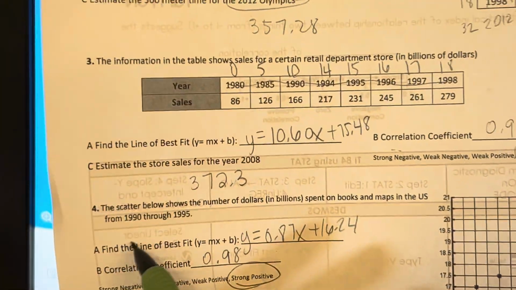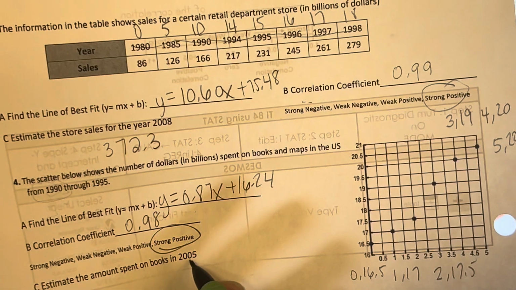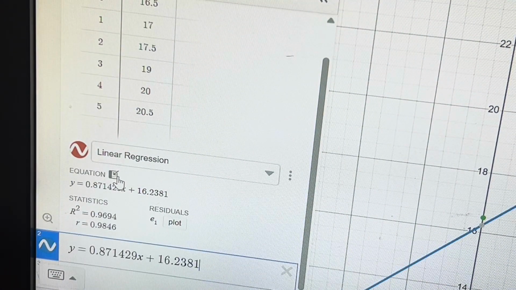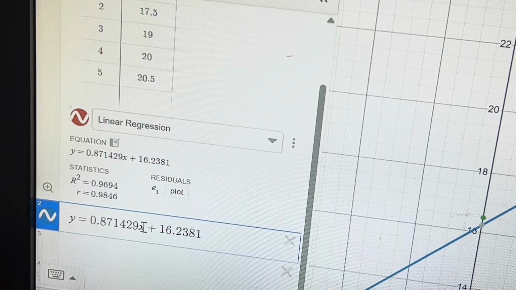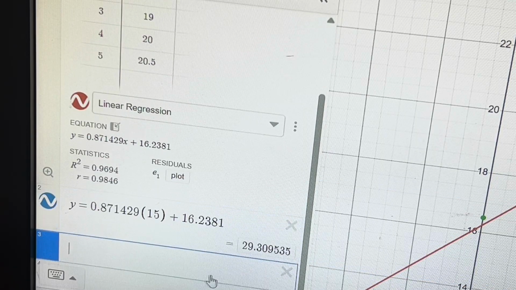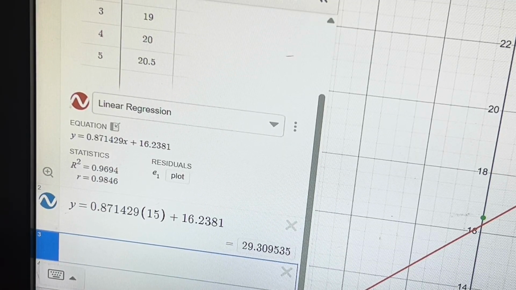And then to figure out what 2005 would be, the starting year was 1990. So from 1990 to 2005, that would be 15 years. I click this little icon here, and I'm going to replace X with 15 by using parentheses. And then it gives me what 15 years would look like. So how much did they spend on books then? It would be about $29.31. And that is the difference between TI and Desmos.